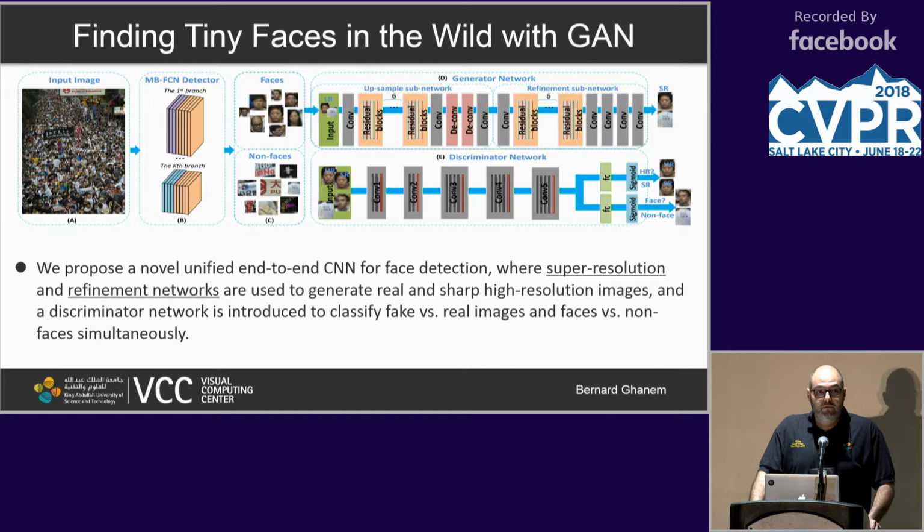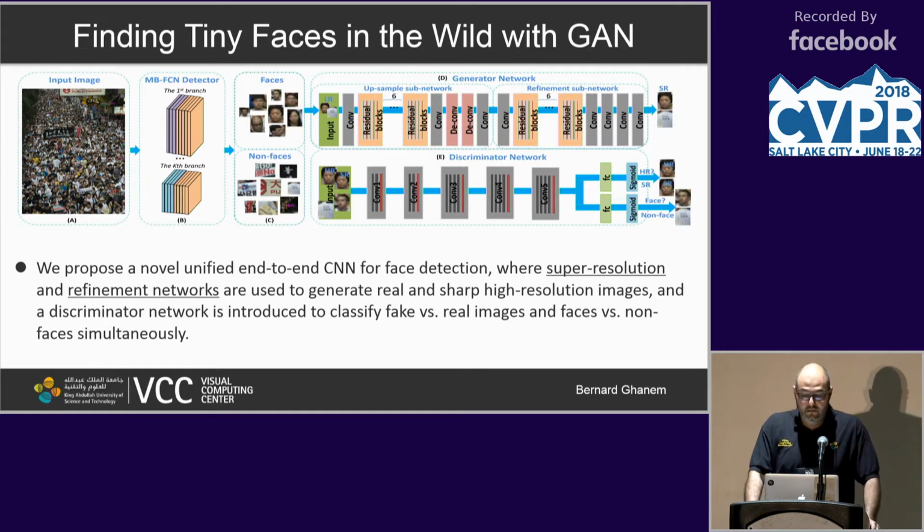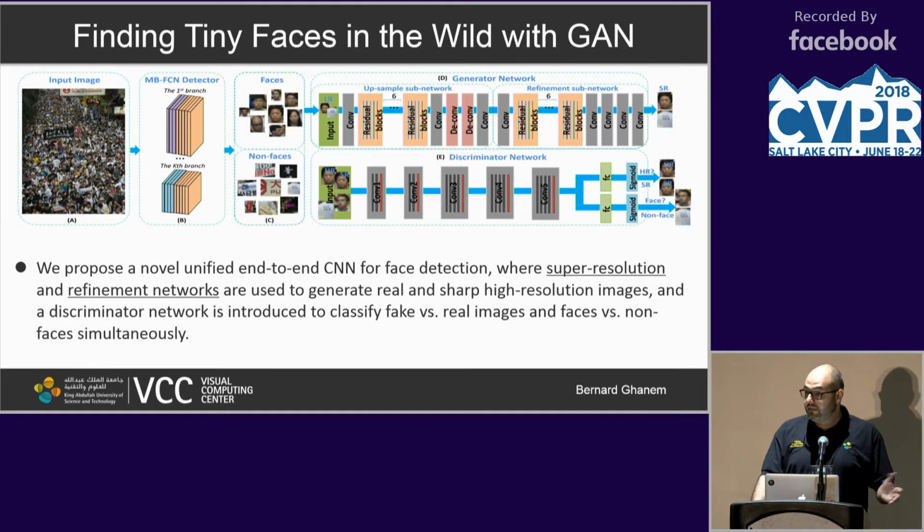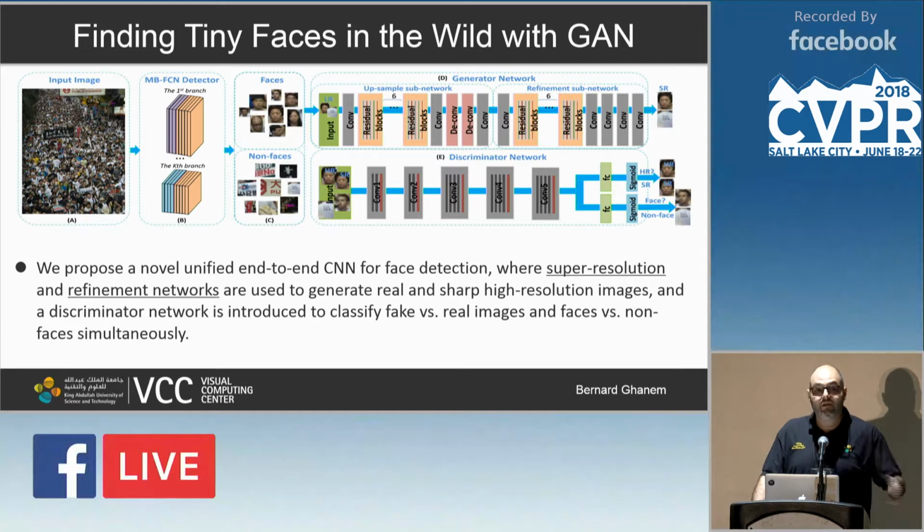So we've proposed a GAN-like framework here where you have a generator network. Its goal is to super resolve these tiny images. So instead of using bilinear interpolation, you use something smarter. You super resolve using an upsampling network, and you refine it to maintain the fine details using a refinement network. Those images are then discriminated using a discriminator network that outputs whether this image is a face or not, and whether it looks realistic or not. So let's delve into the details of this network.